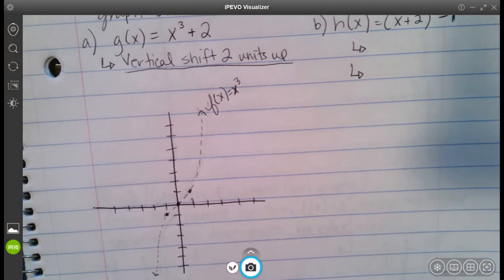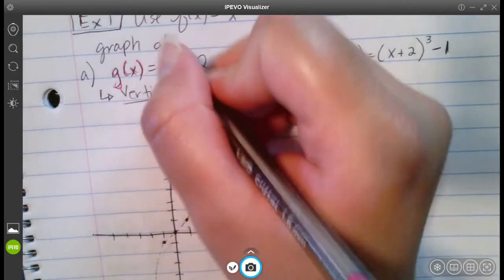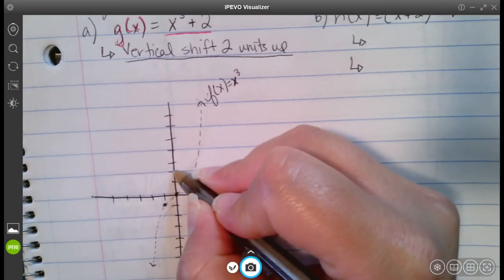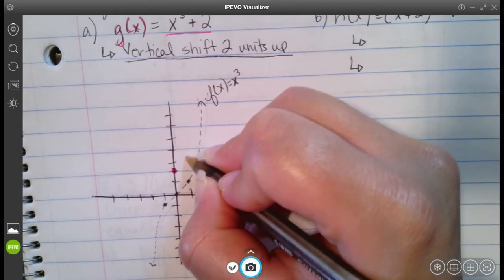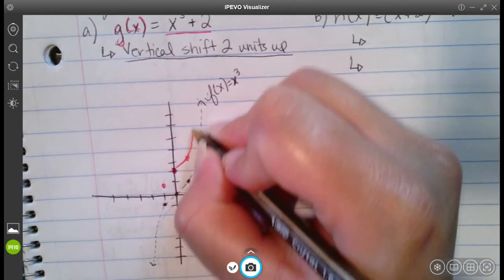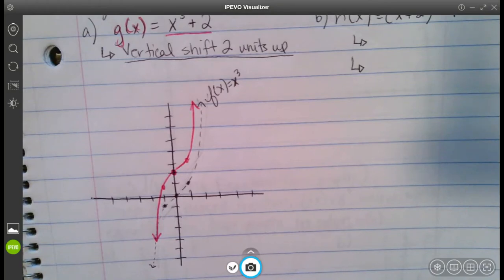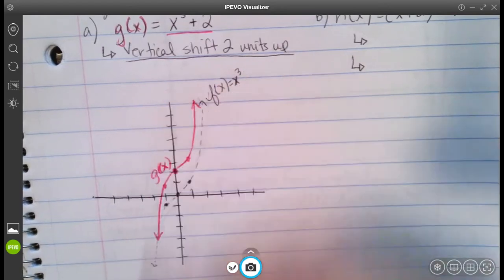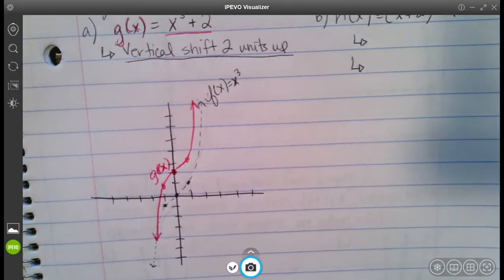So for g of x, I'm going to color code a little bit. For g of x equals x cubed plus 2, we're going to take all these points and move them up by 2 units. So 1, 2, there's 1 point. 1, 2, another, 1, 2, and another. And then from here, I can just sketch what it's going to look like. It doesn't have to be perfect. This is just a sketch. As long as you have 2, 3 points or so, you're fine. Normally, we try to go for the origin. And that is it for this one.